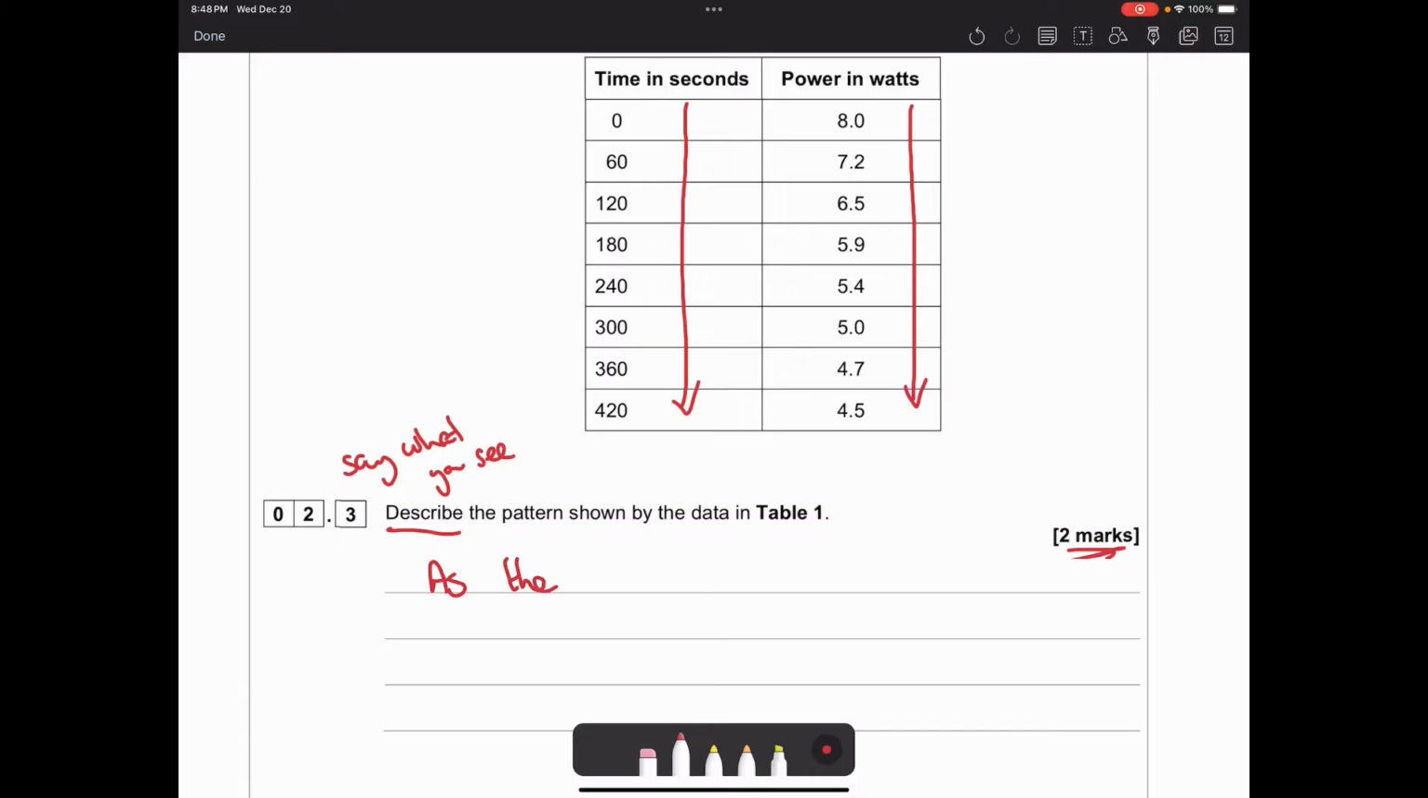So link the variables together. As the time increases, the power decreases. Now that would get you 1 mark.